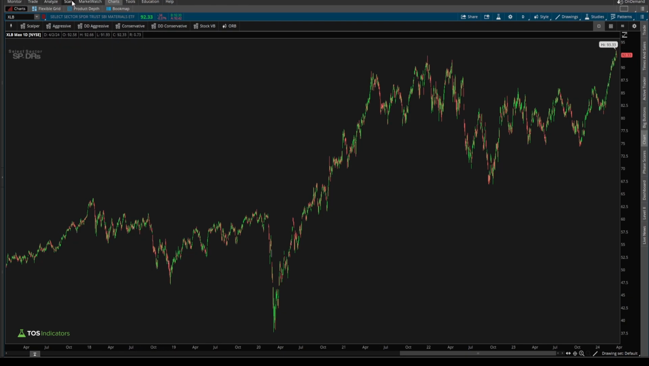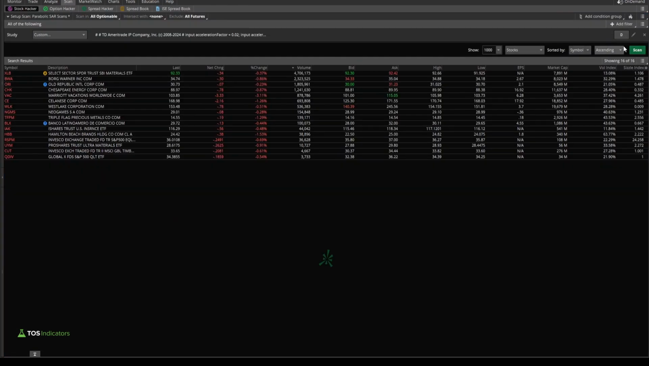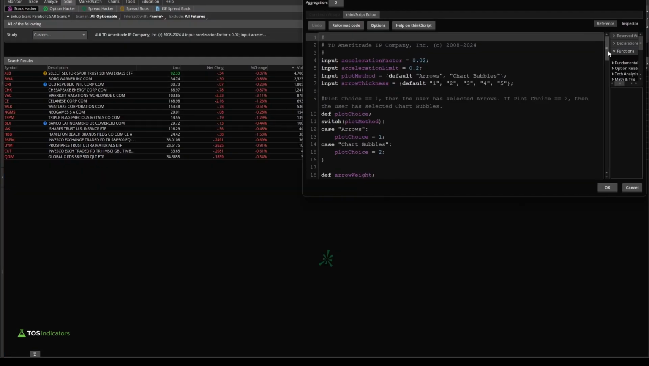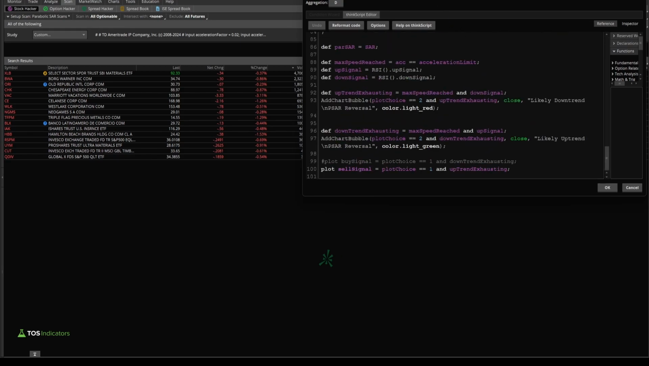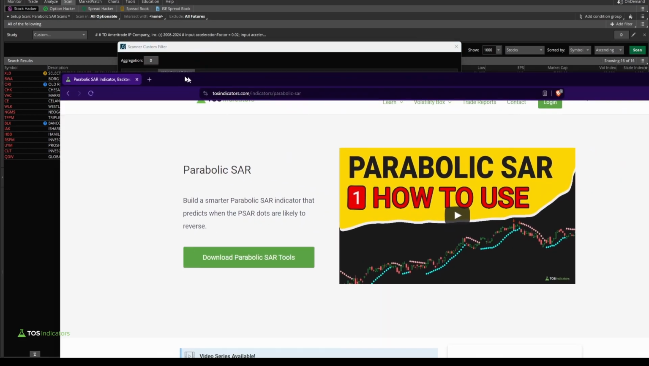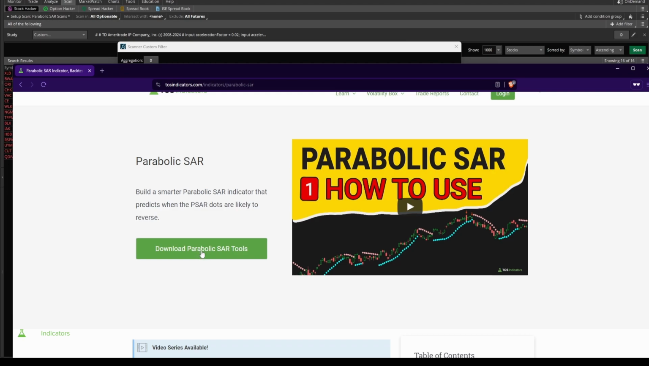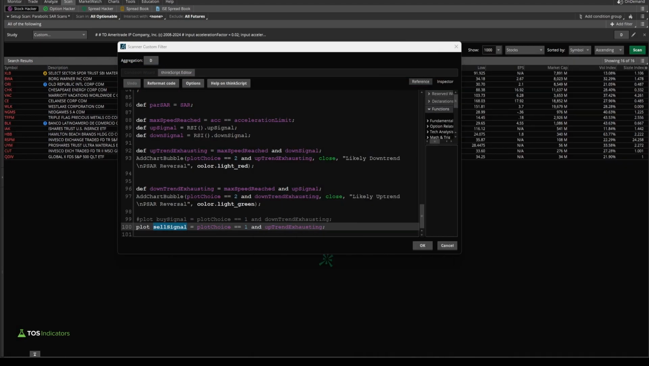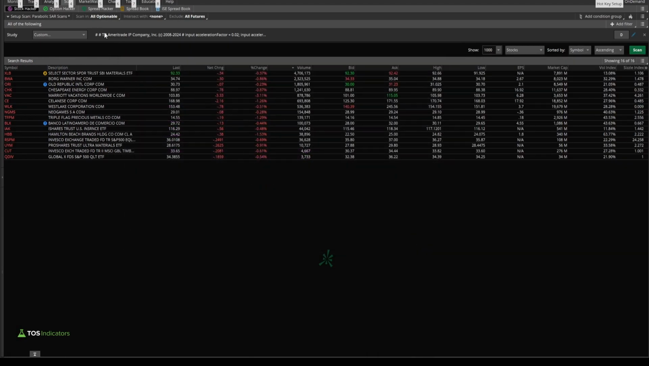Now let's start first with our Scan tab. And on our Scan tab, I have our Parabolic SAR Scan loaded on, and we're scanning for our bearish signal. This is the sell signal. This is the bearish scan, again, available in the download section. You can download that if you click this big green button. Now, off of our bearish scan, I'm running this in the all optionable watch list, and I'm excluding futures so we can focus on stocks and ETFs.